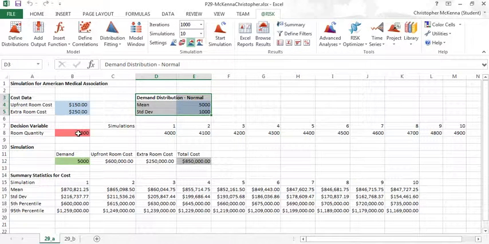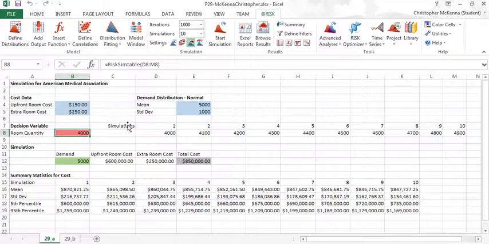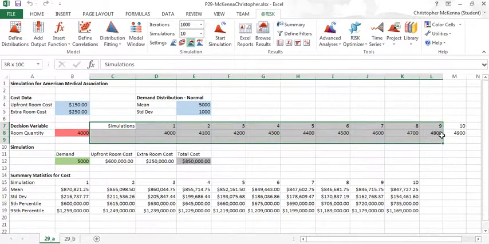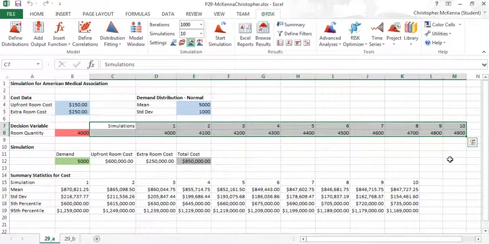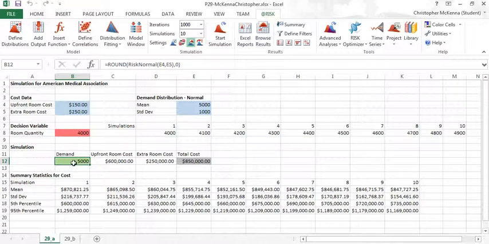So we have a decision variable here with our room quantity of 4,000. We're going to run several iterations. So we have a sim table laid out here. We're doing 10 simulations from 4,000 to 4,900 in increments of 100. In the simulation, we're going to look at the demand. That's going to be our randomly generated variable. It's going to be revolving around that 5,000 mean with a standard deviation of 1,000.